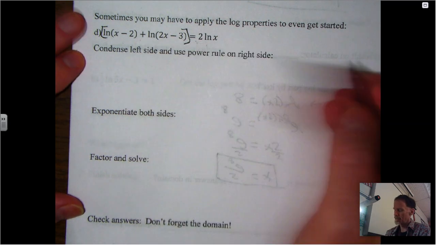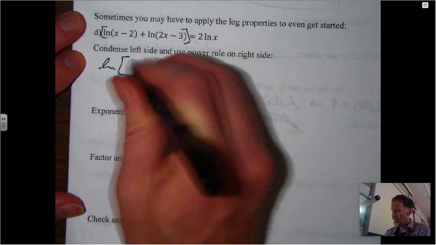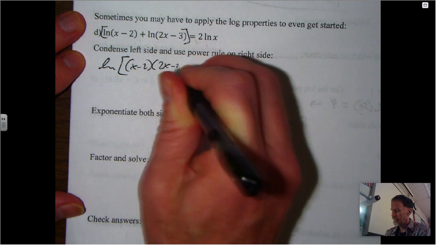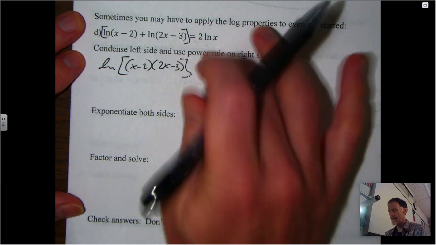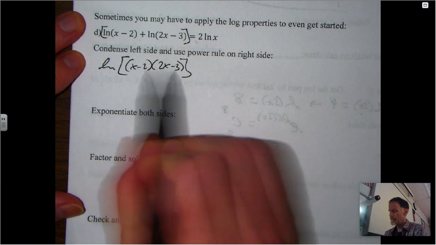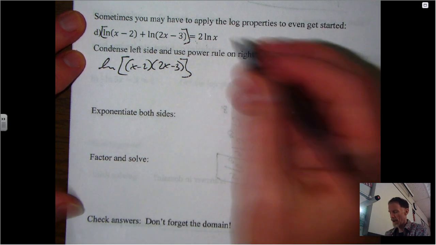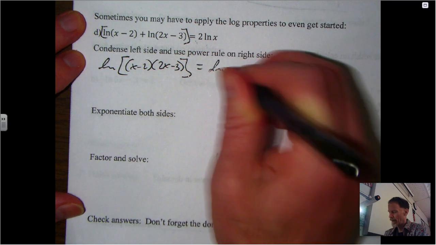Notice on the left-hand side here, I can combine these with the product rule. So really what this ends up being is the ln of x minus 2 and 2x minus 3. I don't need to worry about the right-hand side yet. I'll get to it in a minute. But notice on the inside, I can multiply those binomials, FOIL, box method, whatever makes you happy.